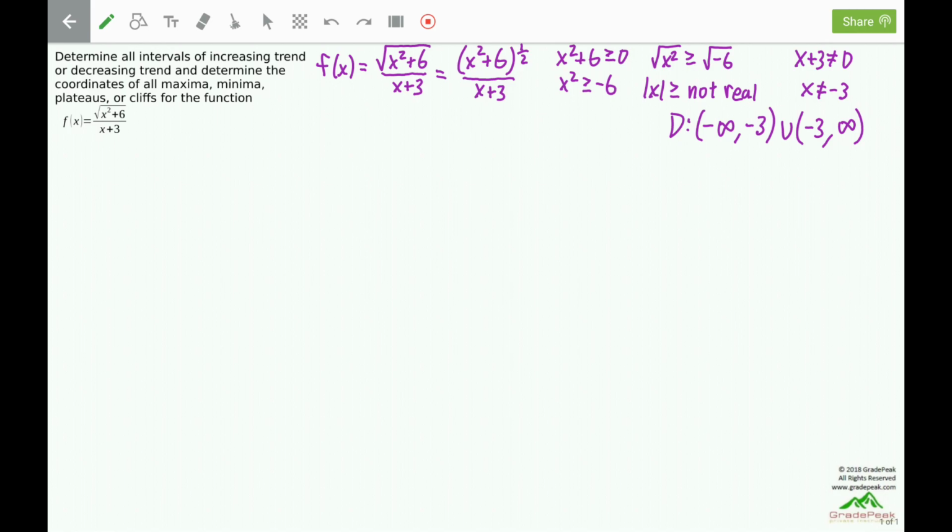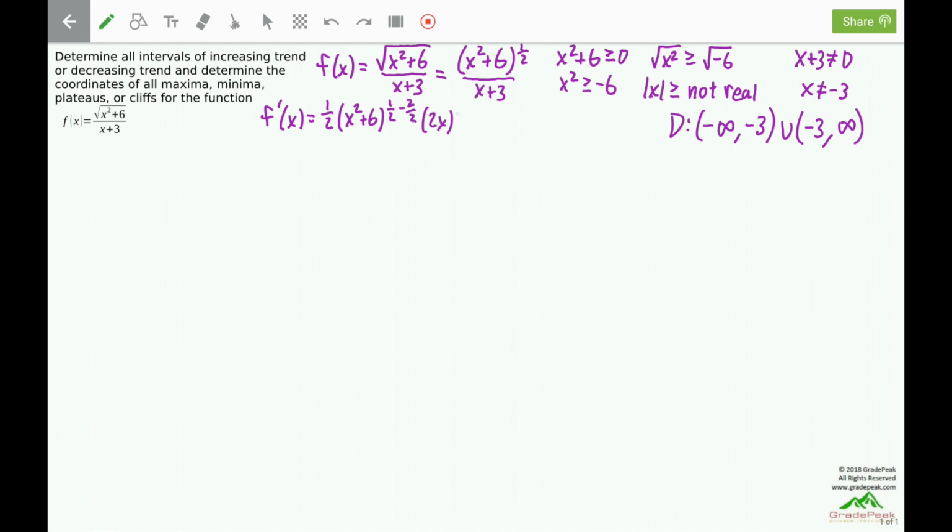The next thing to do is find all critical numbers. We will take the first derivative. f of x is a quotient of expressions here, so the first derivative will involve the quotient rule. So f prime of x will equal the derivative of the numerator, which is a power rule. Bring down the power. Leave the inside alone. Subtract 1 from the power. I will call that 2 halves. Multiply by the derivative of the inside to complete the chain rule.